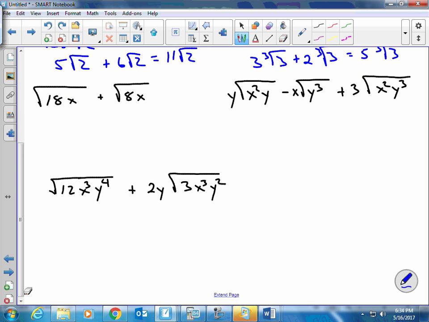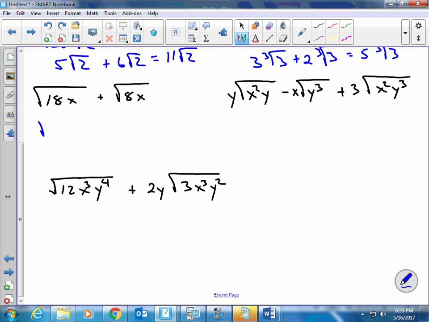Same thought process. I need what's inside to be the same. I've heard it explained sometimes you need to make the inside the same. Well, that's not a great explanation because you can't just make them the same. You simplify them and you see if they come out to be the same. If they don't come out to be the same, then you might be able to do some things to make them the same, but usually you're just stuck. Okay, so the goal is not to make them the same. The goal is to simplify and see if they come out to be the same.